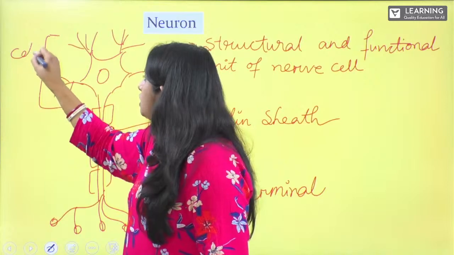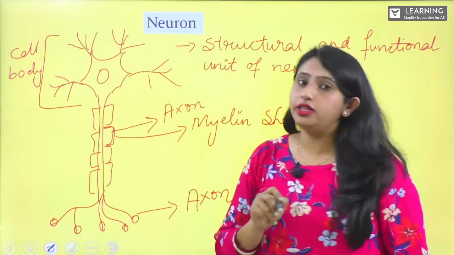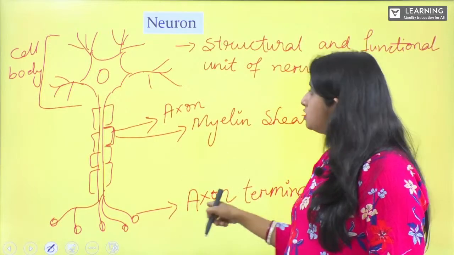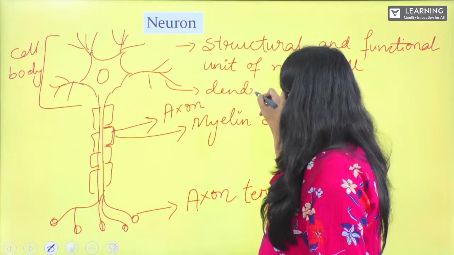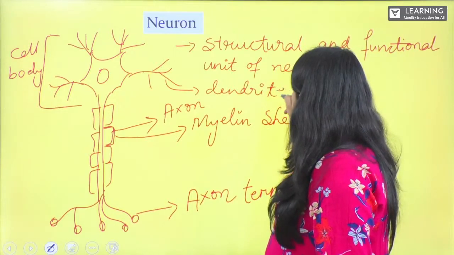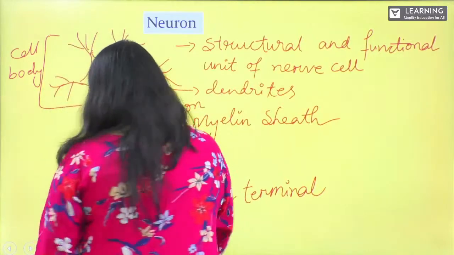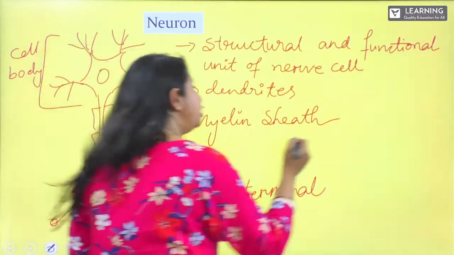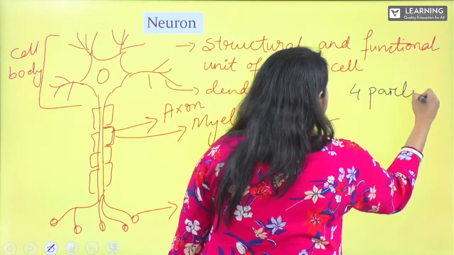So this is the cell body. In the cell body, we find the nucleus. This is the axon, and this is the axon terminal, and these are the dendrites. So what are the various parts? The neuron has got how many parts? The neuron has got basically 4 parts.